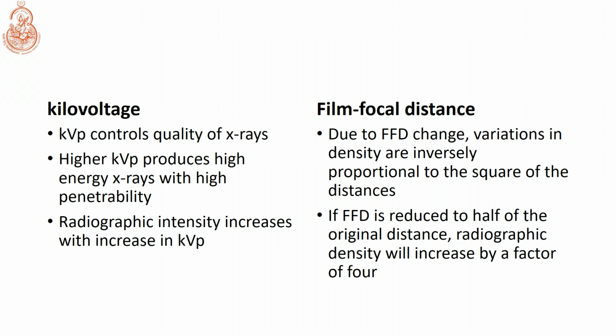So let us talk about the film density. If the film focal distance is reduced to half, the density is going to increase by fourfold. So I have to keep it at the optimum to make the density of the radiograph correct. And for that reason, the optimum FFD to be used in veterinary science is somewhere around 90 to 100 centimeters. Next is the developing time and the temperature.